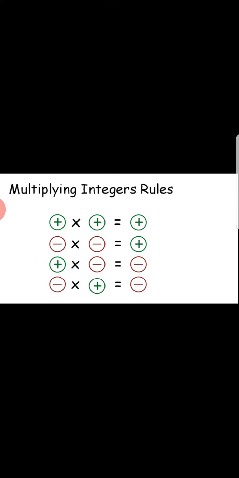If both integers are positive, and they will be multiplied with each other, then their answer will also be positive. If both integers are negative and they will be multiplied with each other, then their answer will be positive. If one of the integers is negative and one is positive and they will be multiplied with each other, then the answer will always be negative.